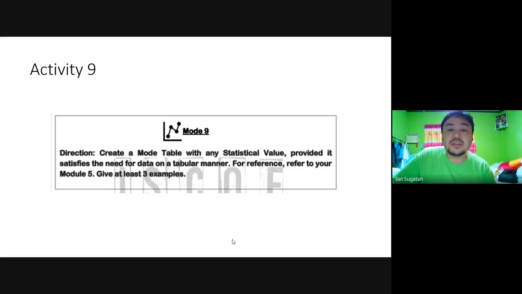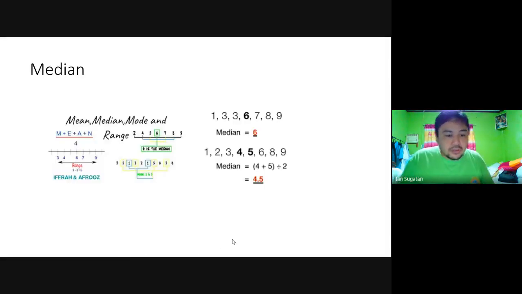You can also use letters and just any variable that you can find. So we will arrange it in a tabular manner so that you will understand what the difference between the measures will be. Okay, let's go to the median.